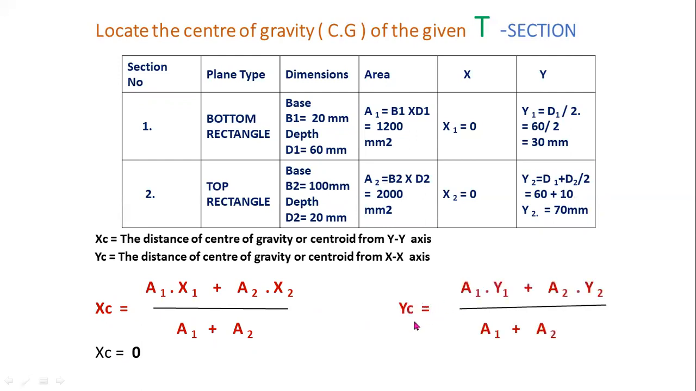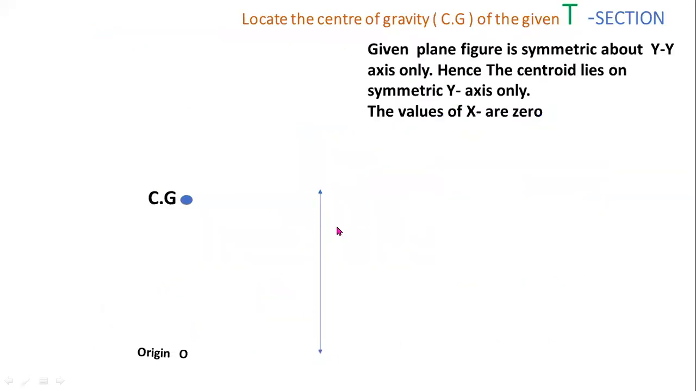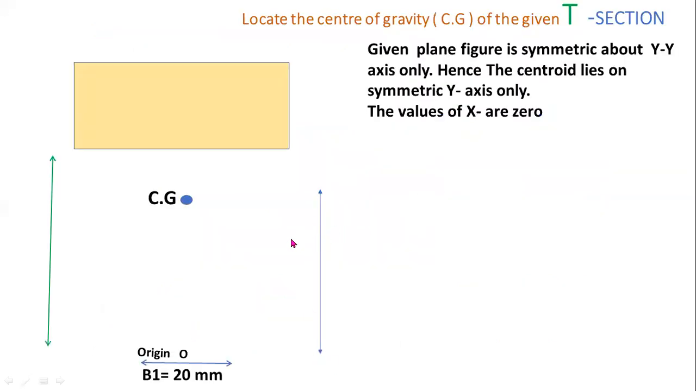In a similar way, YC equal to A1 Y1 plus A2 Y2 by A1 plus A2. Now you have to substitute the values of A1, A2, Y1, Y2. After substituting these values, you can get the value of YC. YC equal to 35. YC is the distance of the centroid or center of gravity from the XX axis. So XC and YC are the coordinates of the centroid or center of gravity. Now I am showing the position of the centroid or center of gravity.